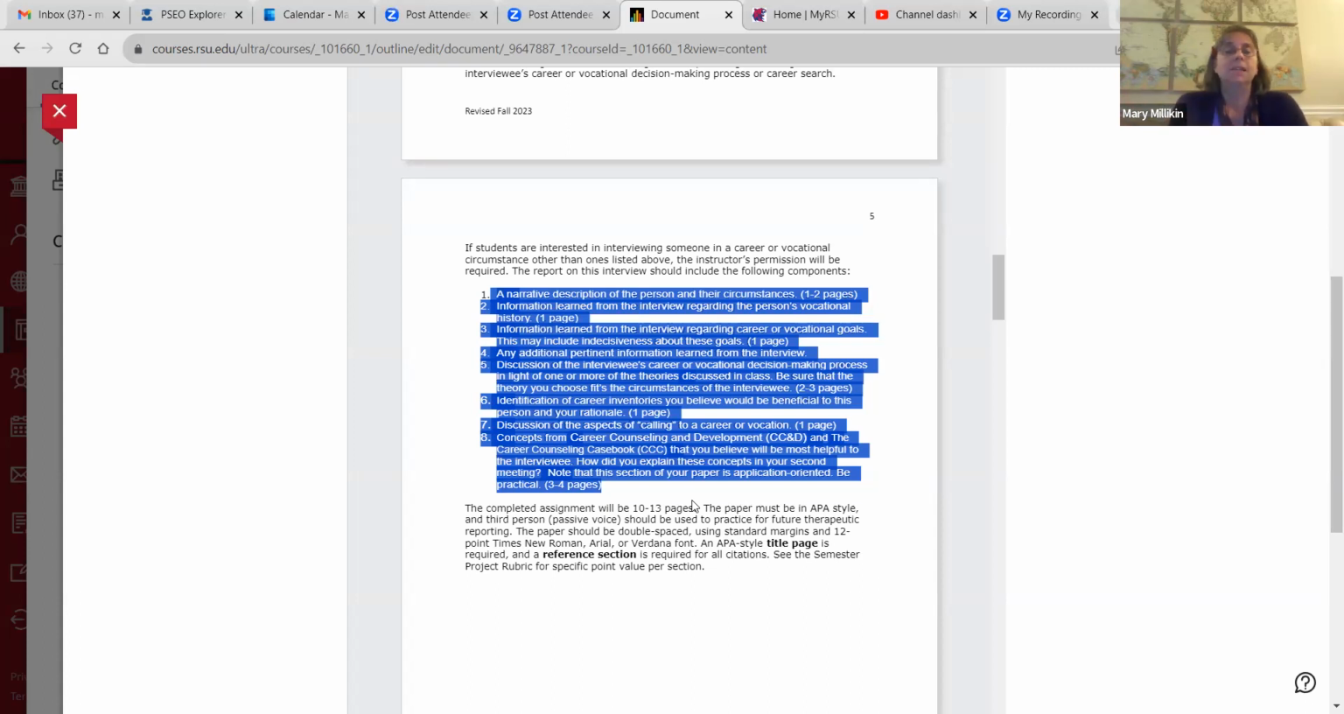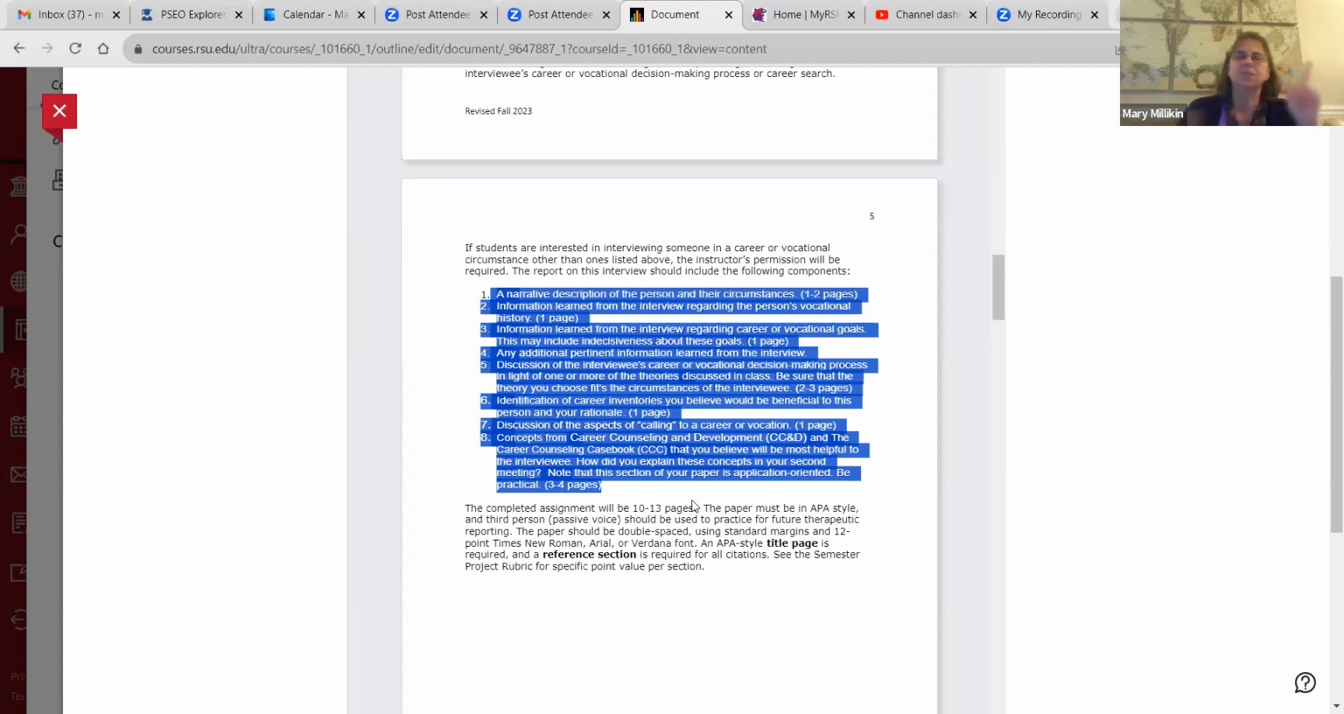It needs to be APA style, and it should be written in third person or passive voice to mirror how you would write a report or case study in any kind of therapeutic situation. Standard margins, 12-point font. I recommend Times New Roman, Arial, Verdana, something that's common, just not something like Clown or ancient Deutsch, Pfälzisch Deutsch, that's difficult to read.